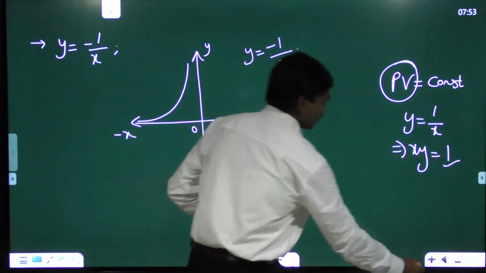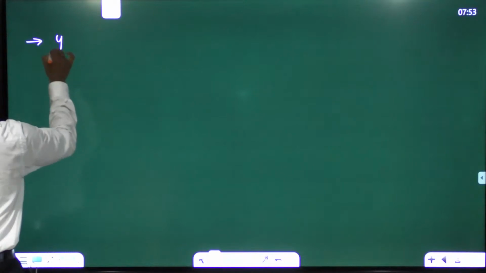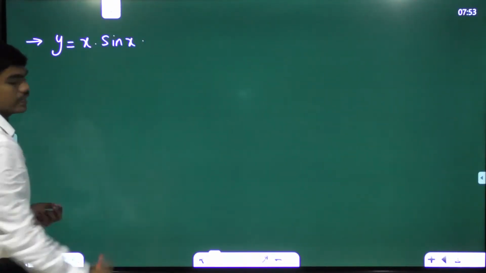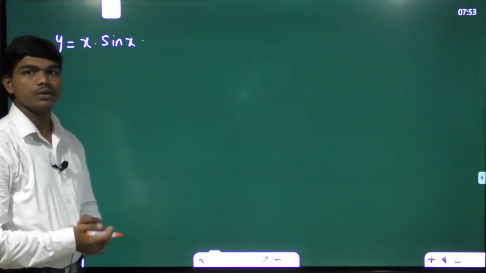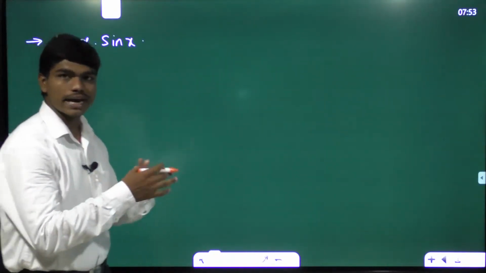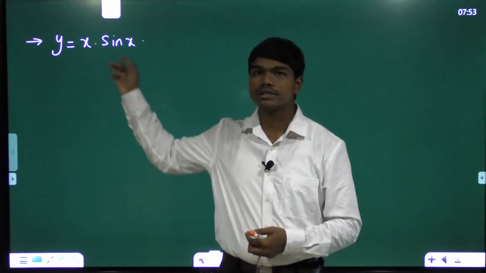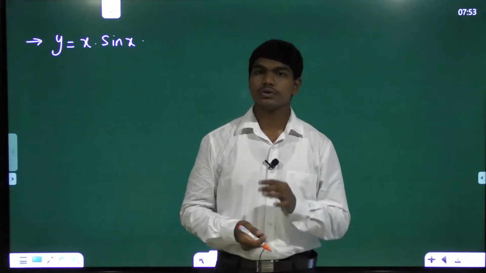Now, going ahead, let me draw the graph of y is equal to x into sine x, which was asked one time in GATE examination. Y is equal to x into sine x. Could you give a try before I draw the actual graph? Because I also asked you in yesterday's class to work out this graph. Correct? So could you try for a moment?